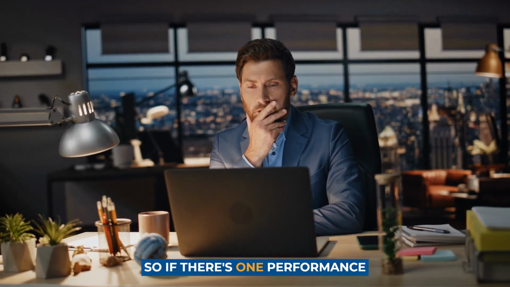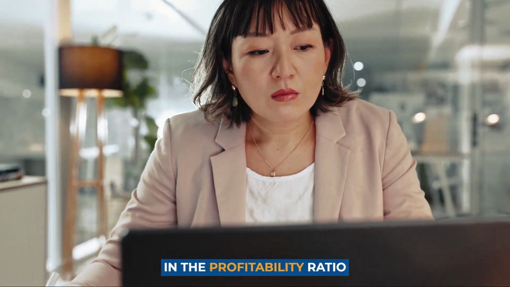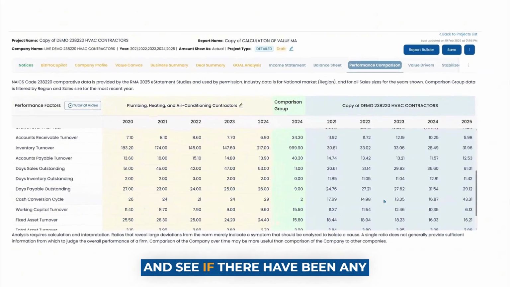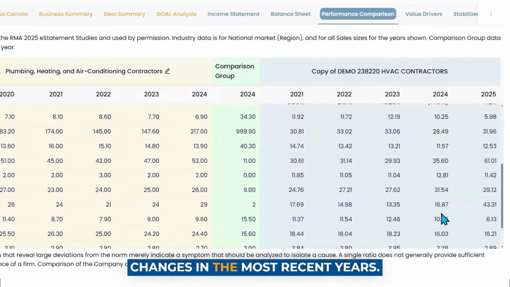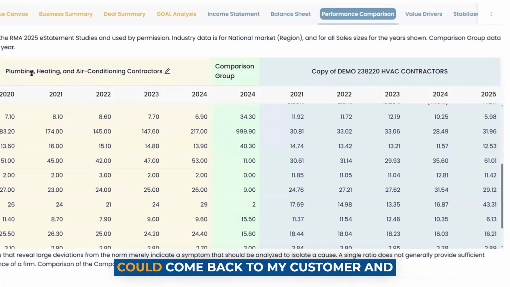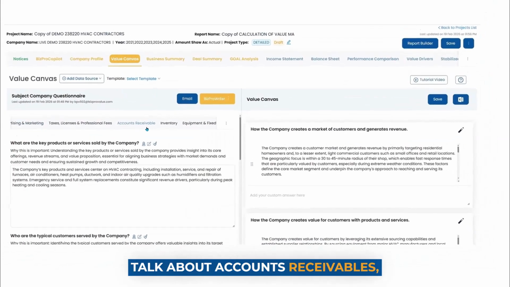So if there's one performance metric beyond profitability in the profitability ratio analysis that you want to do, come to the cash conversion cycle, which is an activity ratio, and see if there have been any changes in the most recent years. And here we can say it more than doubled. It went from 16 to 43 days. And I could come back to my customer and talk about accounts receivables.